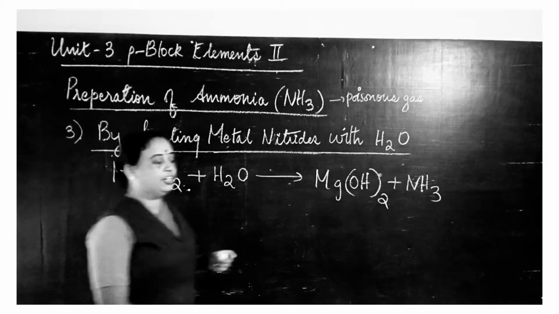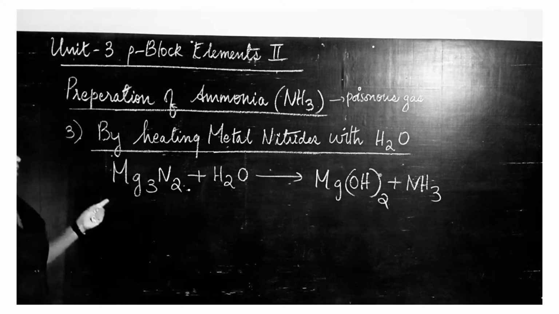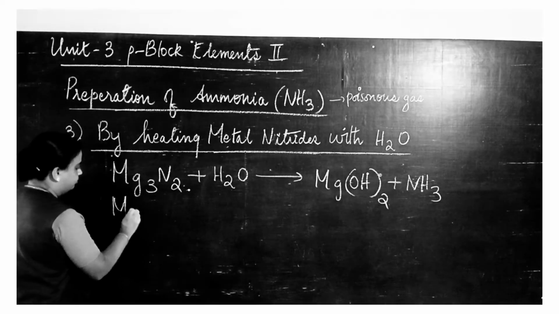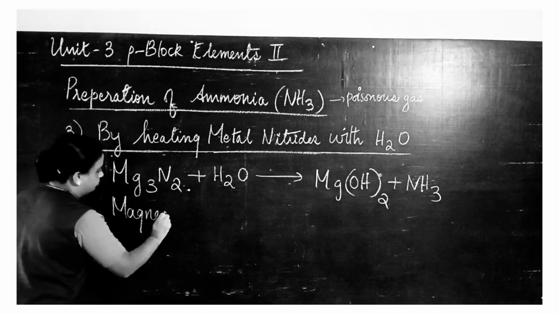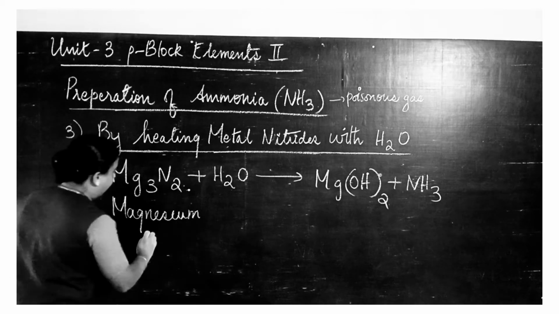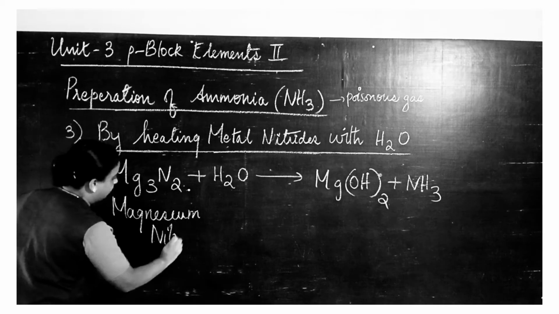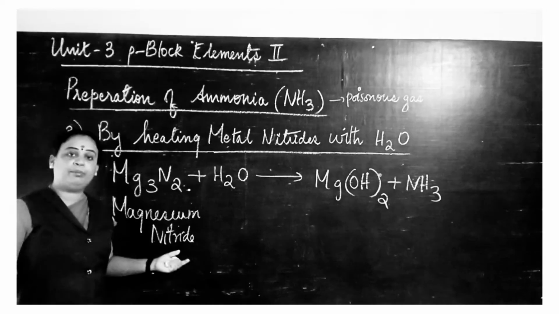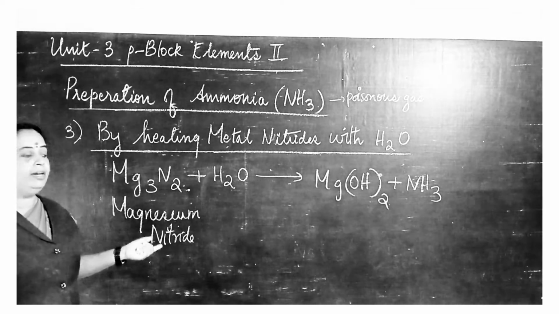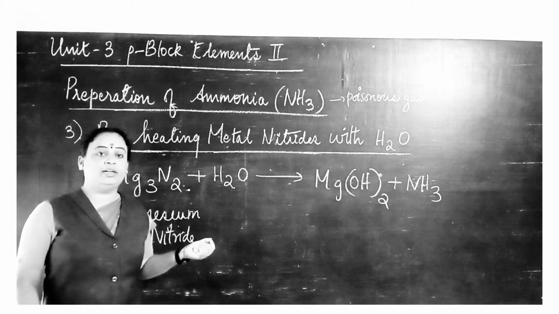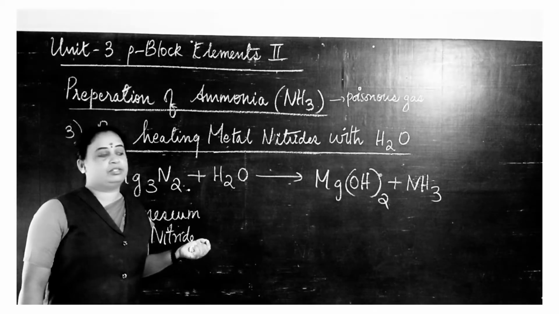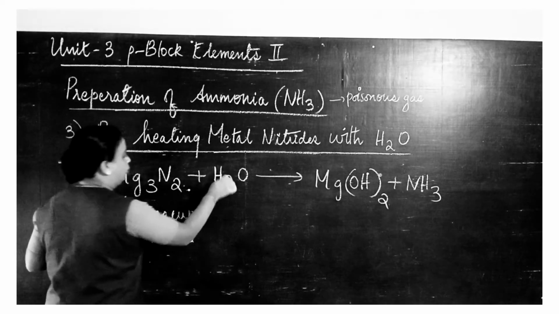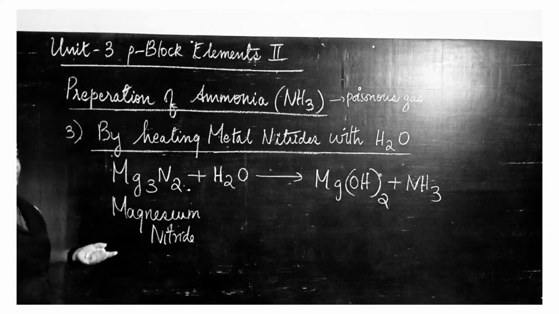So this is the reaction of heating the metal nitride, that is magnesium nitride, with water. The formula of magnesium nitride is Mg3N2. These formulas you have to keep in your mind, only then will it be very easy for you to write the reactions and balancing. Please make it a point to study all these formulas thoroughly.